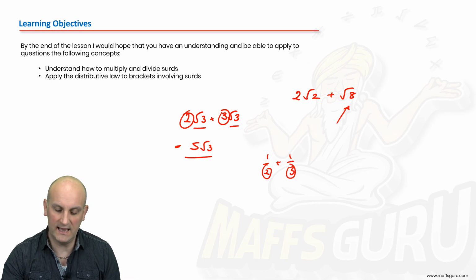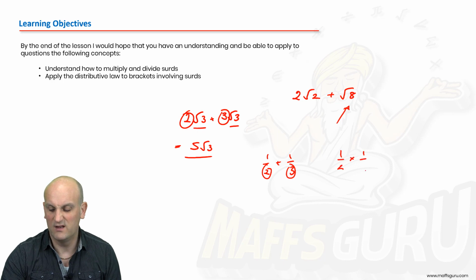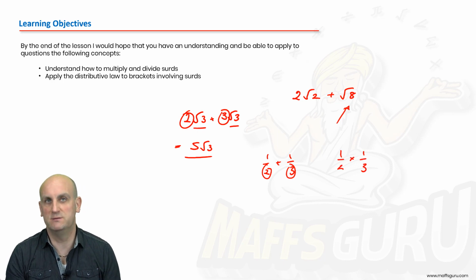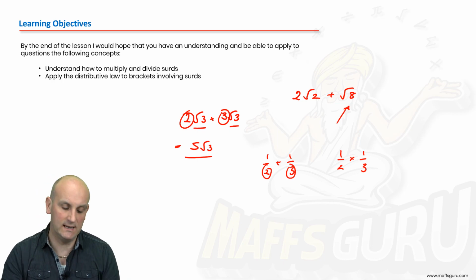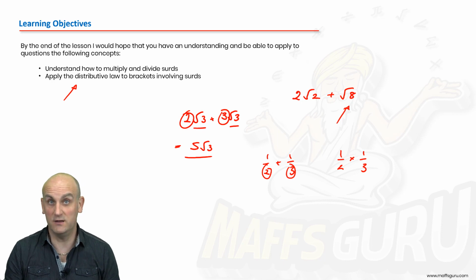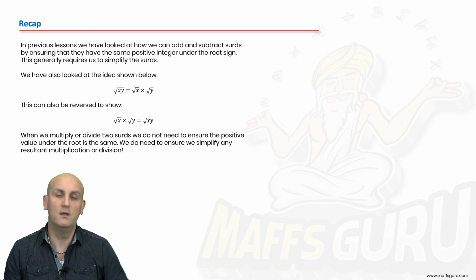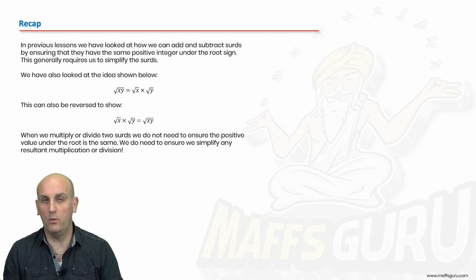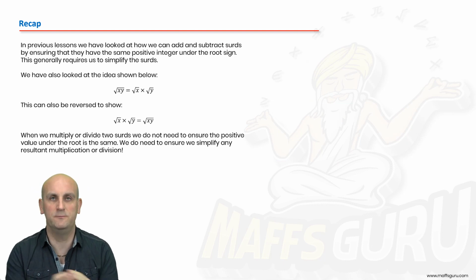In the same way, if I did a half times a third, that's much simpler. So multiplying and dividing surds is actually freaking awesome. We're going to extend it a little bit by applying the distributive law to brackets involving surds. As a recap, if we remember, what we do forwards in maths, we can always do backwards, yes? So realistically speaking, it's the same.